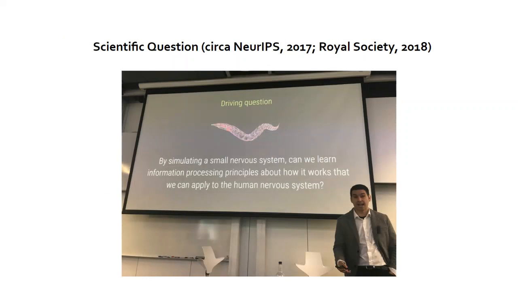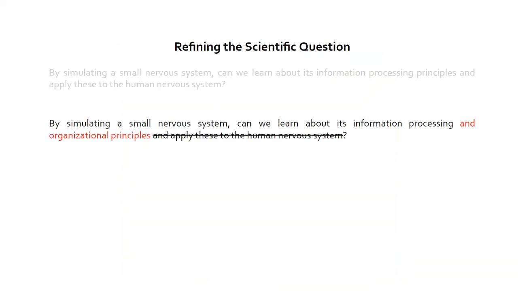This is Stephen Larson. He's one of the founders, or one of the first people who started OpenWorm. There's a scientific question here, and they presented on this sort of thing at NeurIPS in 2017 and the Royal Society in 2018. The question at that time, and I think it still holds true, was: by simulating a small nervous system, can we learn information processing principles about how it works that we can apply to the human nervous system? We can refine that question by asking about organizational principles.